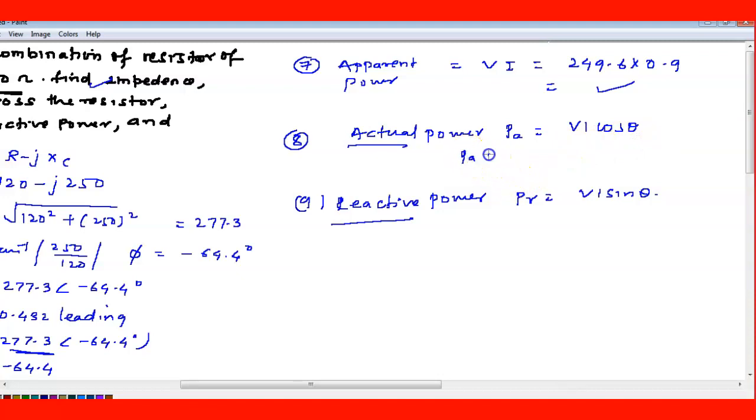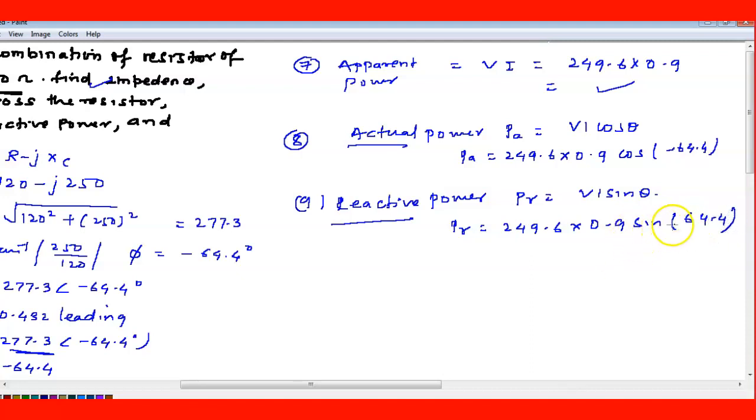And actual power is 249.6 into 0.9 and cos of minus 64.4. And this is V into I sin theta, 249.6 into 0.9 sine of this 64.4. If you want you can take the minus here, but always take it as positive only, because this phi is leading. Okay, any doubt till here?